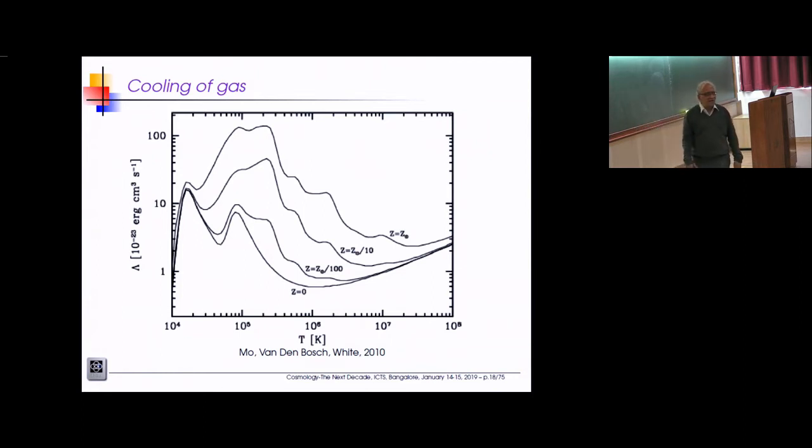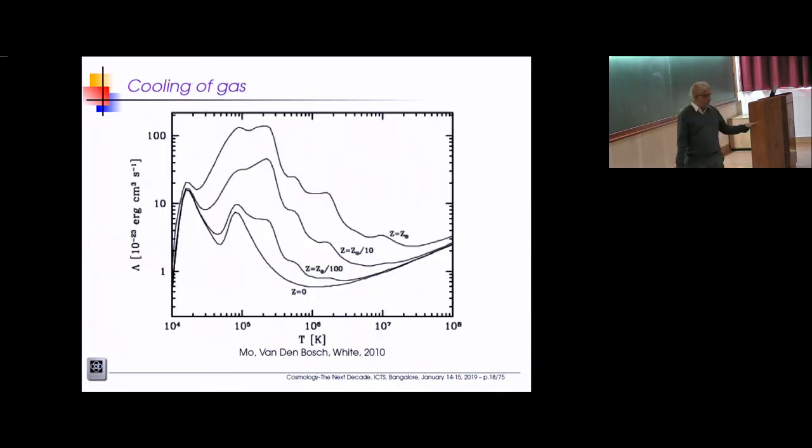The cooling gets enhanced because now there are new channels of radiating away the energy, because at high temperatures there are high ionization states of, let's say, various things like iron and carbon, which can all lead to radiation of the energy. So you get enhanced cooling.